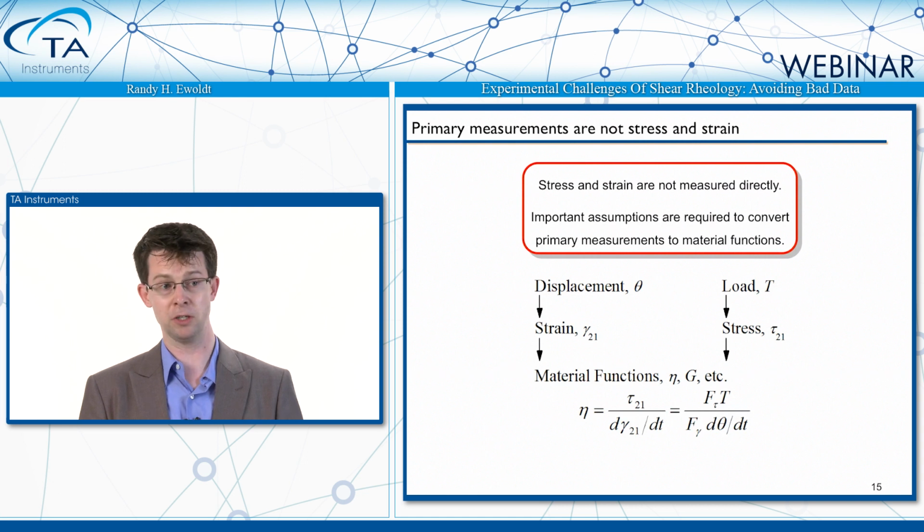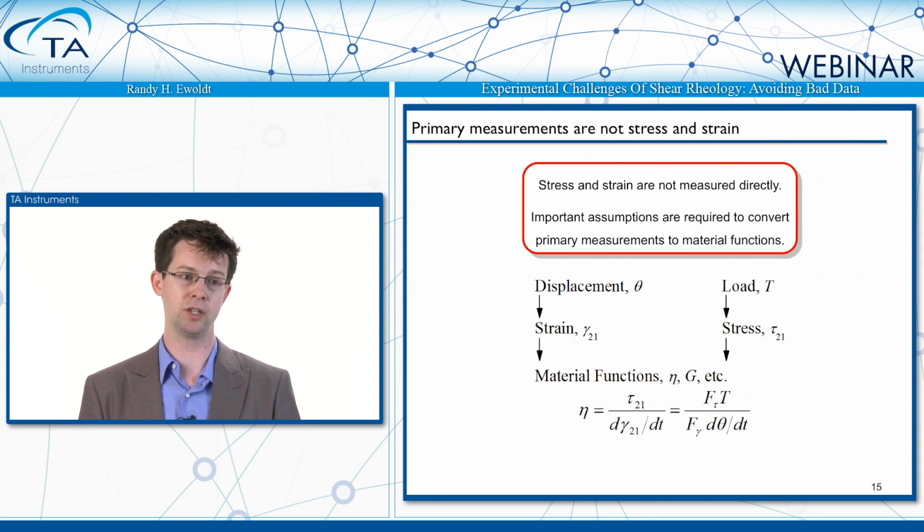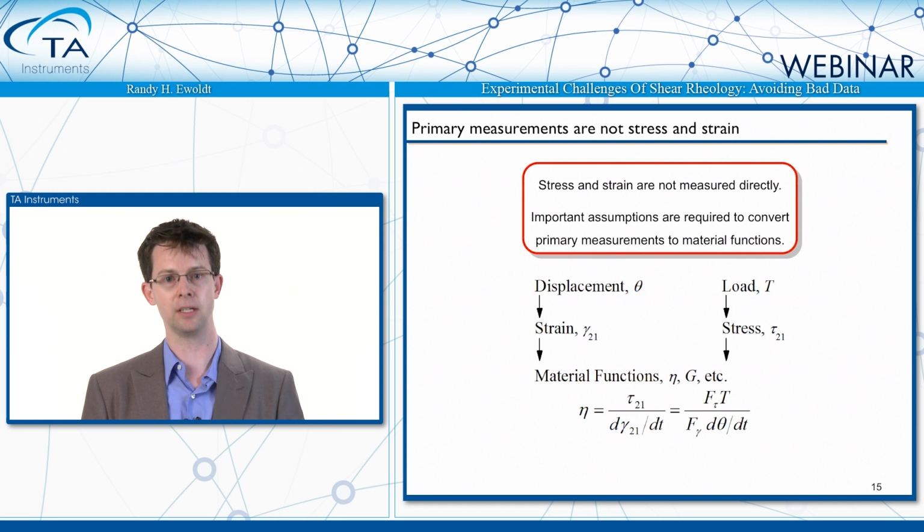We measure displacements shown on the left-hand side. We convert that to a strain. And then we further convert those things, usually to ratios or derivatives of those quantities, to relate to things like the viscosity. And that last equation that you see is a good one for being able to identify the experimental limits when measuring viscosity, because it's an equation that's written directly in terms of the torque that you measure and the velocity that you think you're measuring.